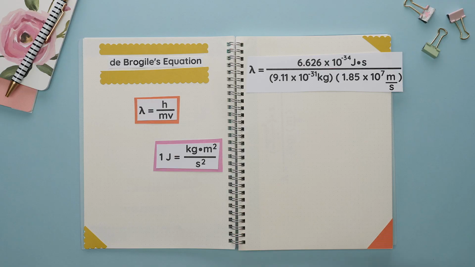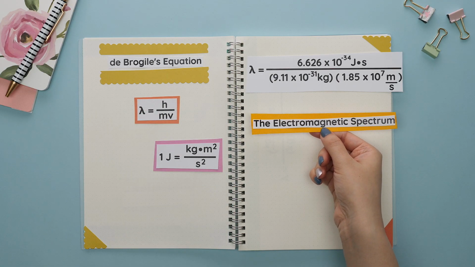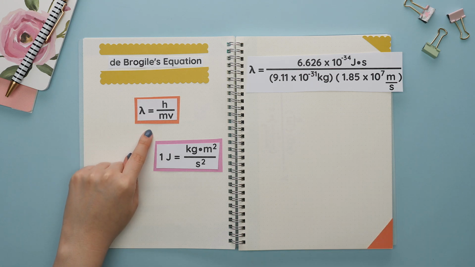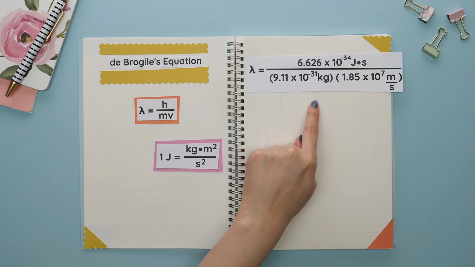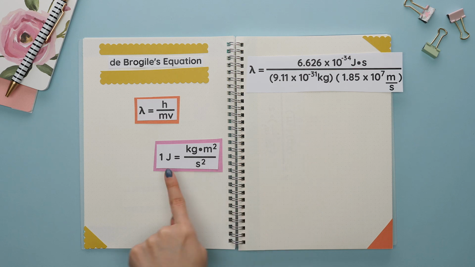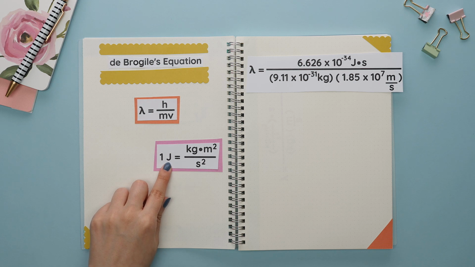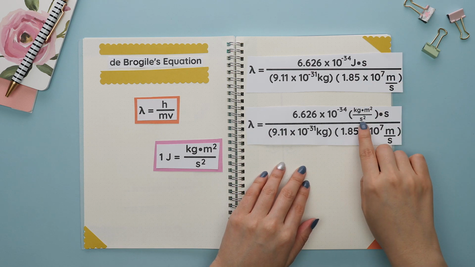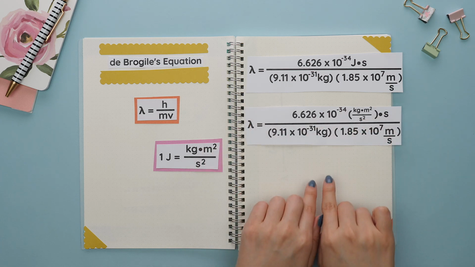Let's increase the difficulty just a little bit. This next example is part of the electromagnetic spectrum, specifically de Broglie's equation. In this equation, we would have to plug everything given into our formula. This equation requires us to convert units, then cancel. We will start with converting our joules to this new unit. We will replace the joules with the new unit and leave all other units the same. To make this easier, let's only focus on the units and not the coefficients.